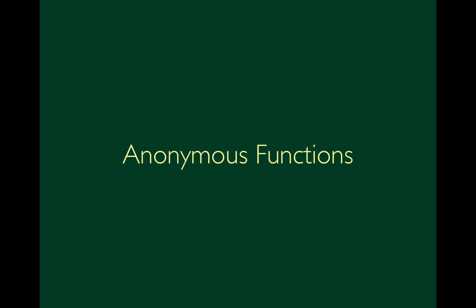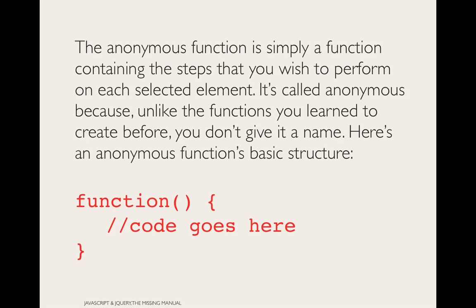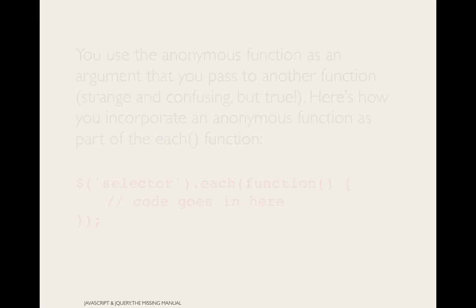One way of collecting your code and organizing it in this each method is with an anonymous function. An anonymous function is just a function with no name. It collects all the steps you wish to perform on the each method and puts them all together. It's called anonymous because, unlike functions you've learned to create before, you don't give it a name. Here's an anonymous function's basic structure, same as every function you've created so far, except there is no name.